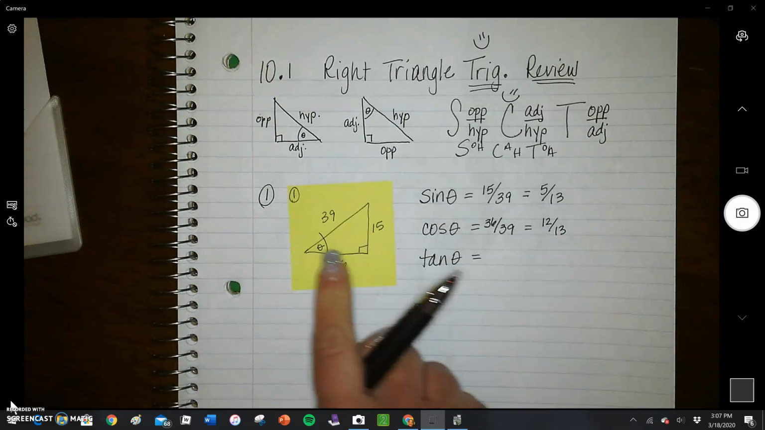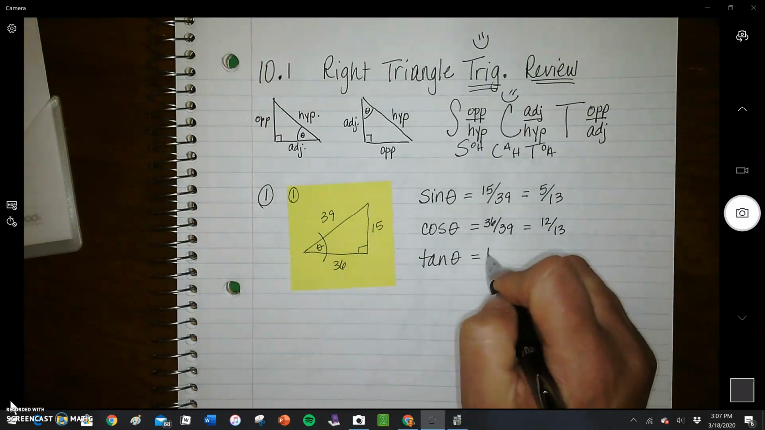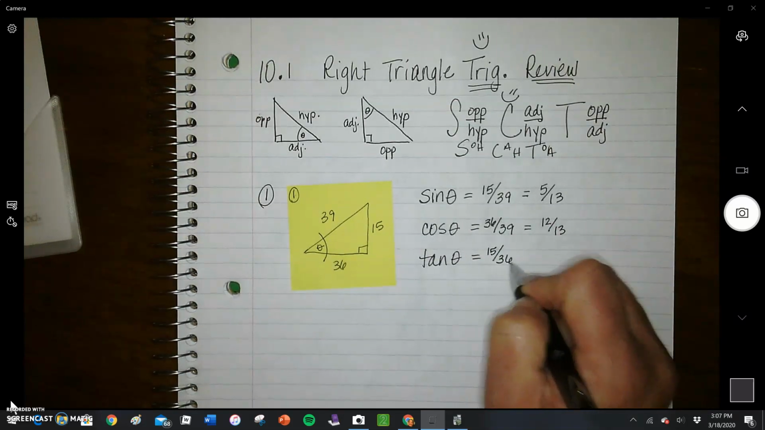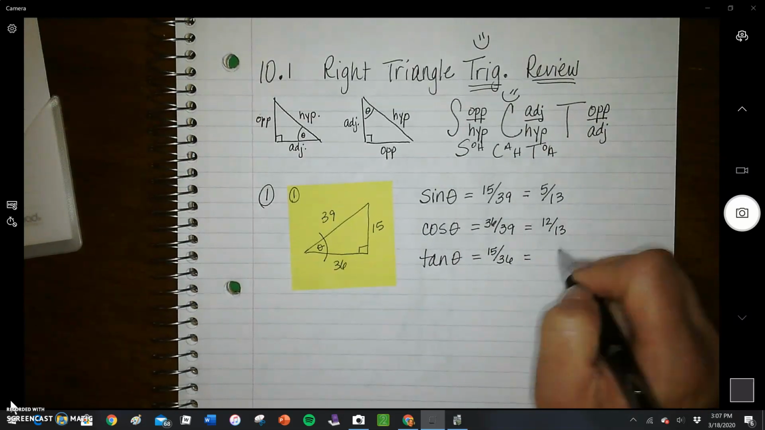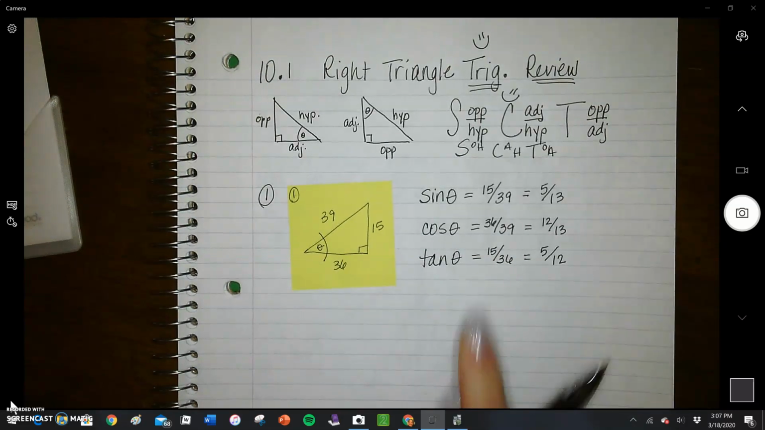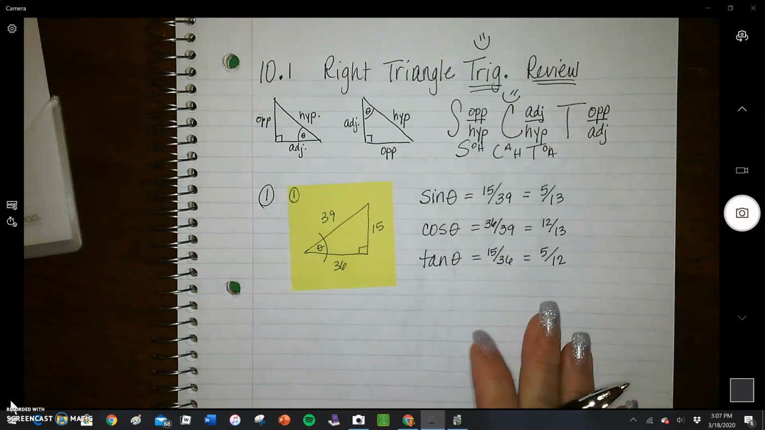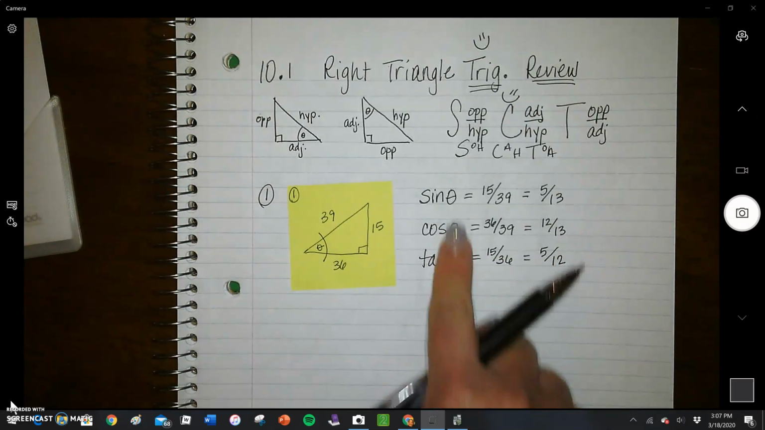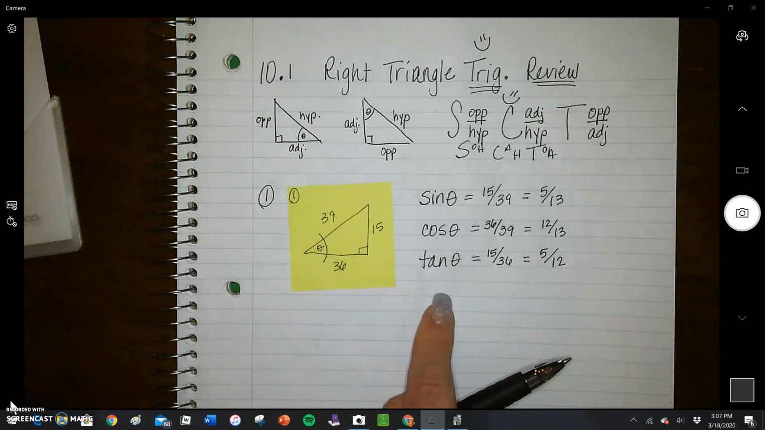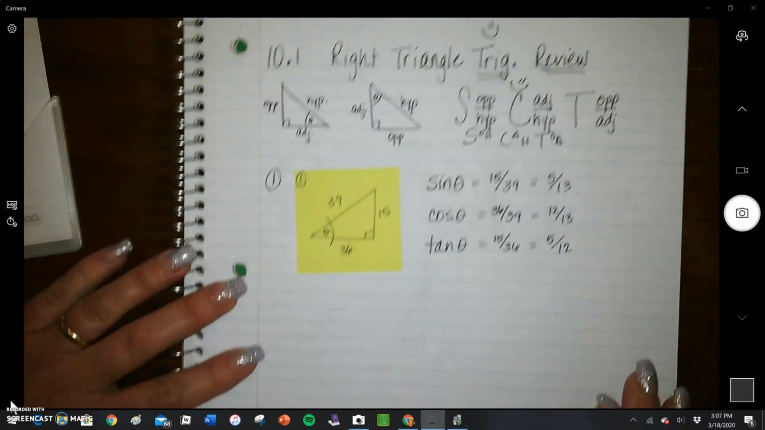And then the tangent is going to be the opposite side over the adjacent side. So we're looking at 15 over 36. Again, divide by 3, and you get 5/12. So this is just showing you the relationship of the sides. We're going to talk in the next couple of days about what that angle actually is, okay? But for now, we just need the relationship of the sides.